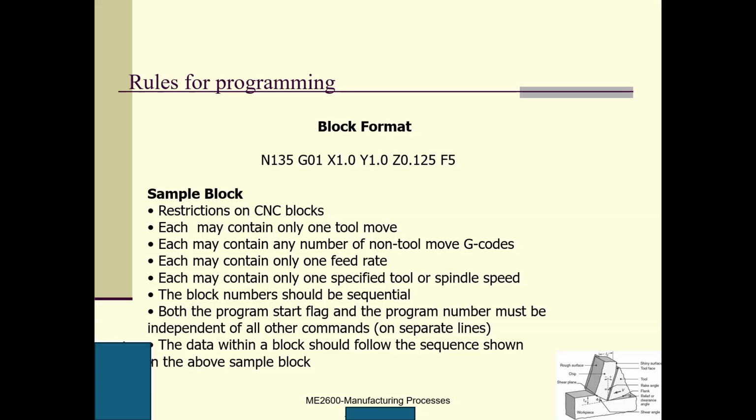You cannot change that. If we change it, the system will follow the instructions based on the number. Sometimes you want to try, but I have never tried that. That might be a problem, and I think it causes people problems. The program start flag and the program number must be independent of all other commands on separate lines. The data within a block should follow the sequence shown in the above sample block.